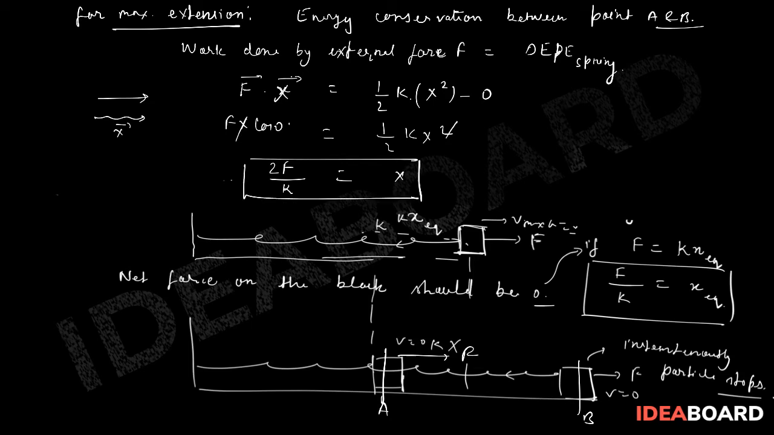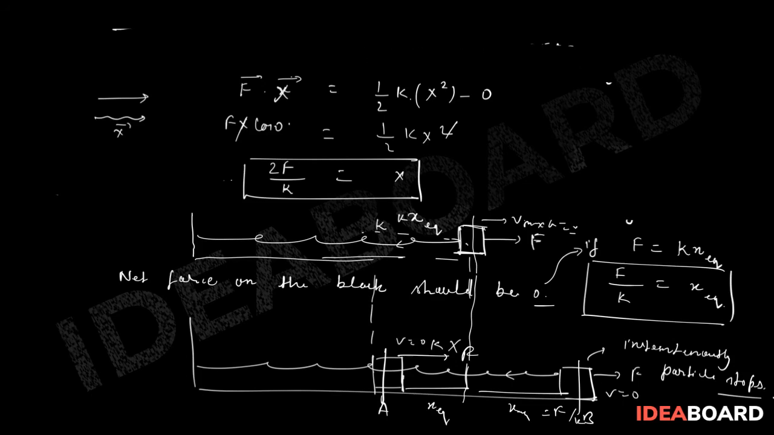So we are getting an interesting result that x equilibrium was F by K, and capital X is 2F by K. That means double of this. That means this is x equilibrium, this is also x equilibrium, which is F by K only, correct? And now the last one is there for SHM.